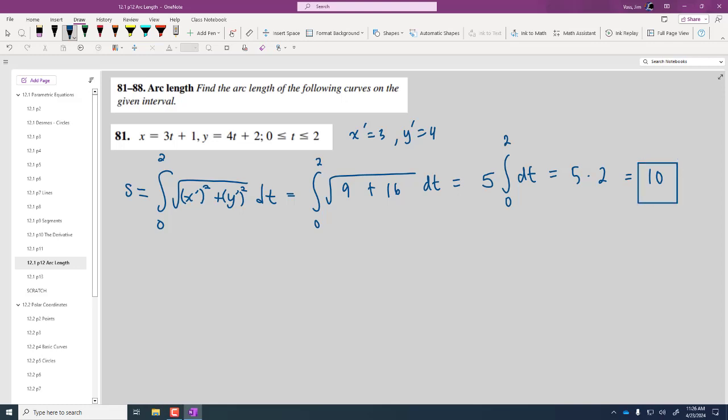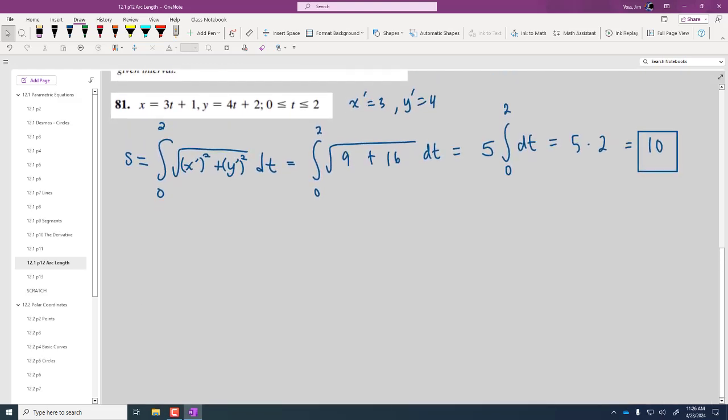So the formula looks very similar to what we did way back in a previous chapter, long ago. The only difference is that we now have two derivatives to look at. Back in that chapter, we said it was the square root of 1 plus y prime squared, or the square root of 1 plus x prime squared, depending on whether you were using vertical or horizontal. Here you use a little of each.